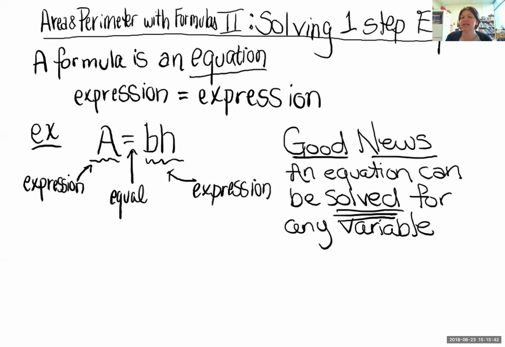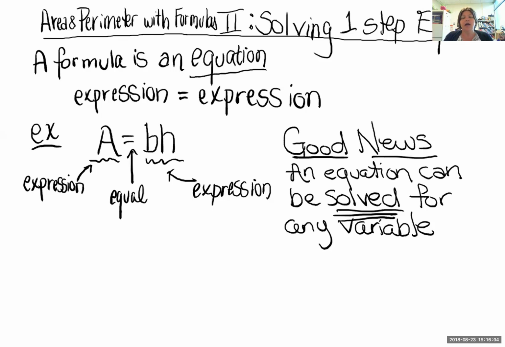But the deal is it could be solved for any letter, which means I could use this equation to find A, I could use this equation to find B, and I could use this equation to find H, okay? It doesn't matter. And that's what students don't realize. They're like, this formula only finds A. No, it could find A, it could find B, it could find H. I could use it for any one of those letters.